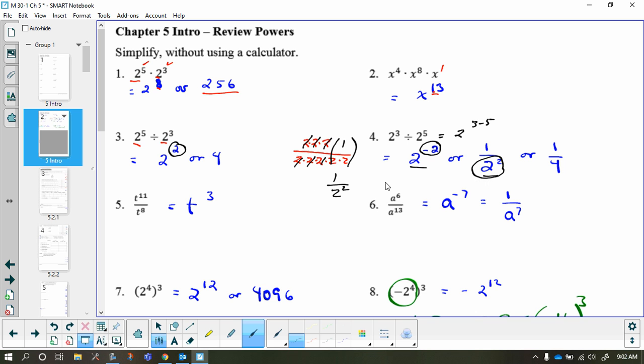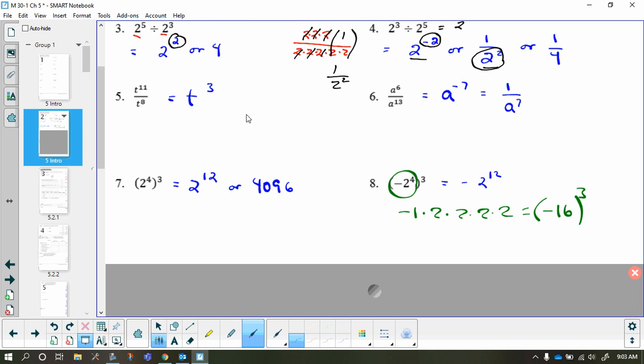We can do the same thing with variables, and that's what we have in question number 5 here. Subtract the exponents. And with number 6, again, subtract the exponents. Often when we're asked to simplify, what we want to do is go as far as getting an answer with a positive exponent. And so that's why I rewrote this a to the exponent negative 7 as a 1 over a to the positive 7. Simplifying often means, not always, but you can expect that it'll likely mean we want a positive exponent.